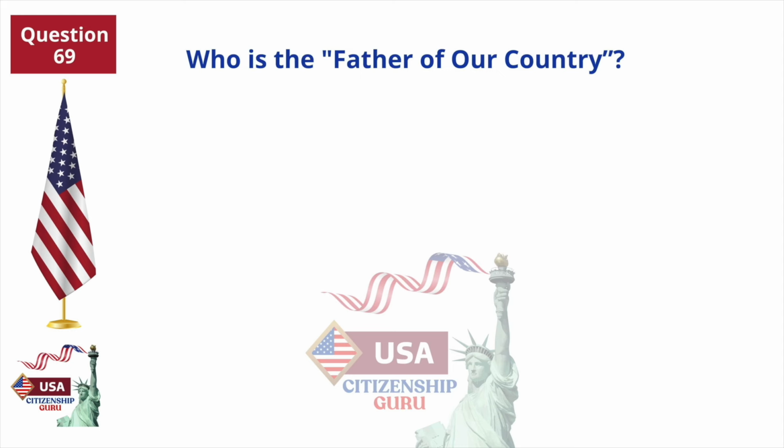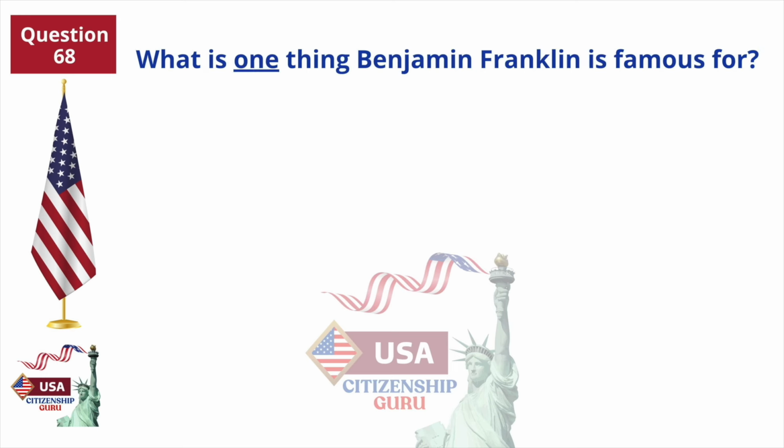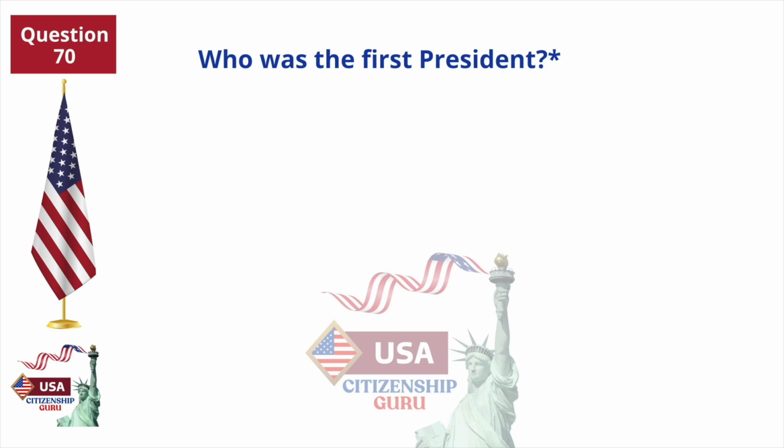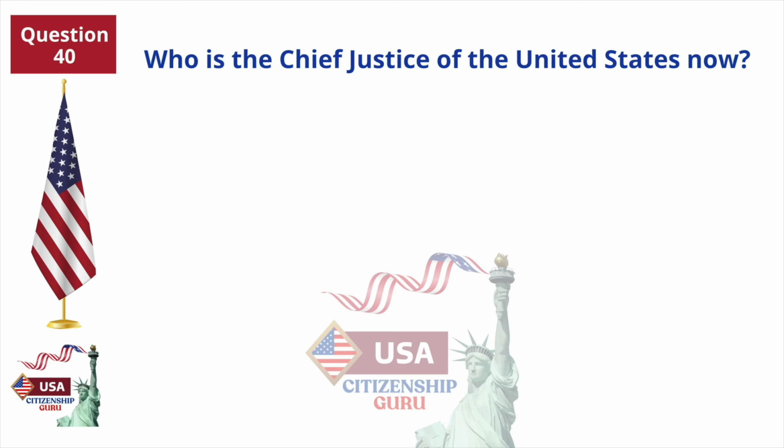Who is the father of our country? George Washington. What is one thing Benjamin Franklin is famous for? U.S. diplomat. Who was the first president? George Washington. Who is the Chief Justice of the United States now? John Roberts.